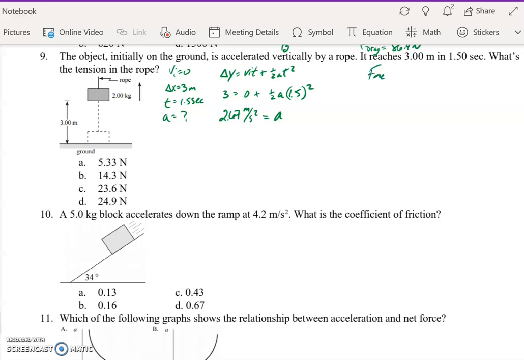And then the net force equals ma equation. The only force, well, not the only force, there are two forces here. We've got tension going up, we've got force of gravity going down. So when we subtract them, Ft minus force of gravity, which is 2 times 9.8, or 19.6, equals 2 times the acceleration we found. Solve for Ft, and you get 24.93.